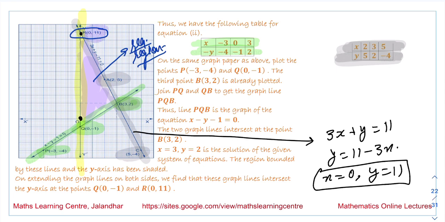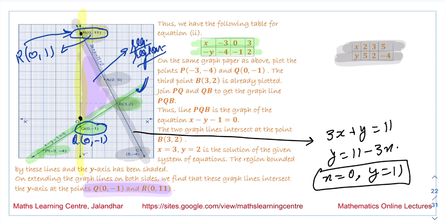So we obtain this point R over here. We are talking about this point R. This is (0, 11). This is the point R, and this is the point where this line is intersecting the y-axis. Similarly, this point Q is there. It is (0, -1). This is the point Q, and this is the point where this second line is intersecting the y-axis. So these are the 2 points that we have to find. That Q point is (0, -1), and R is (0, 11). These are the 2 points that we have to find.